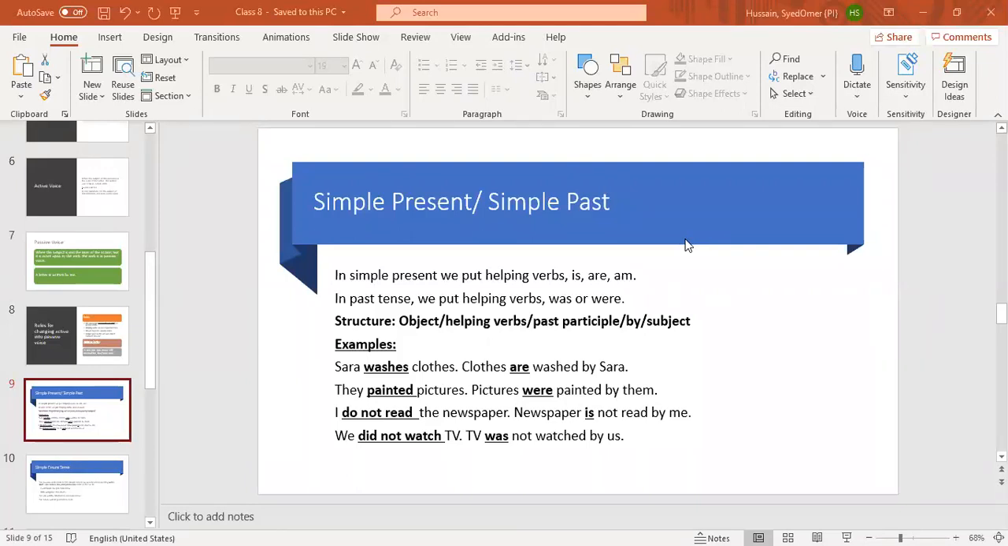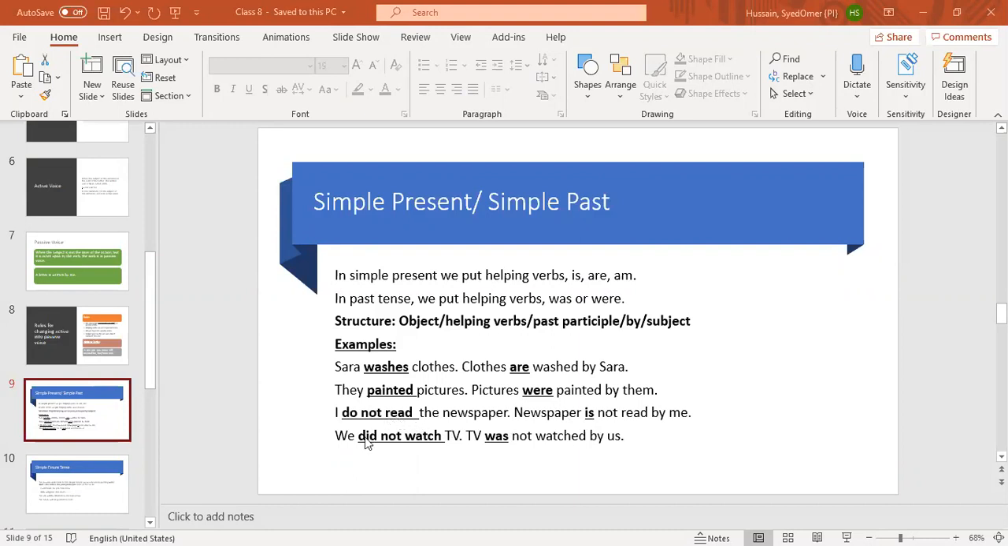Okay, Fatma. Now students, you only need to change the active voice into passive voice. I'm just explaining the rules of how you're going to do it. They painted pictures. The sentence is in past tense, so you are going to put, pictures were painted by them. I do not read the newspaper. Obviously, do not and does not come in the simple present tense. So you are going to put the newspaper. It is singular, so you are going to put is. The newspaper is not read by me.